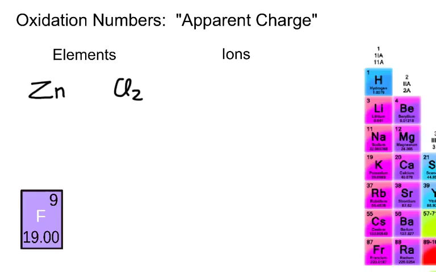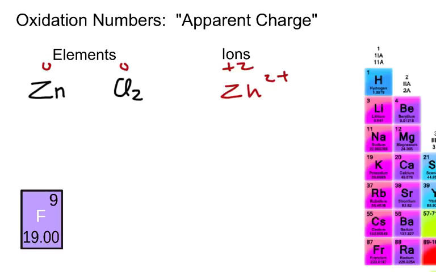Now, some oxidation numbers are obvious. If you have an element, we're going to say that the oxidation number of any element is 0. So the oxidation number of zinc would be 0 in zinc. If I had a chlorine molecule, each chlorine atom would be assigned an oxidation number of 0. If you have some sort of an ion, so let's say the zinc ion, then the oxidation number of that ion is +2.